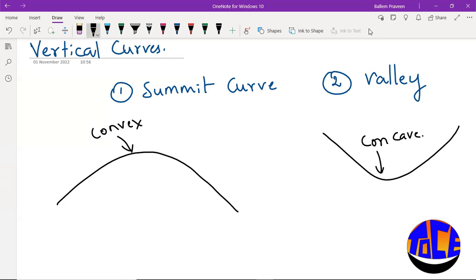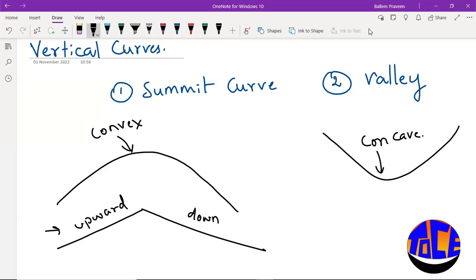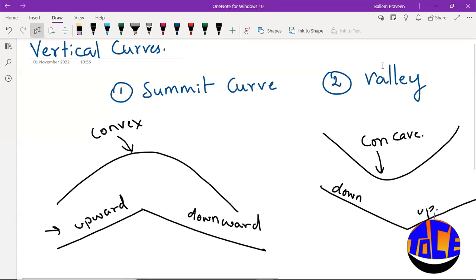Usually you'll get a summit curve whenever an upward gradient meets a downward gradient. So this is the upward gradient, this is a downward gradient. Whereas in a valley curve, a downward gradient meets an upward gradient. So this is a downward gradient and this is an upward gradient, and you'll get a valley curve. So this is the basics of summit curve and valley curve.